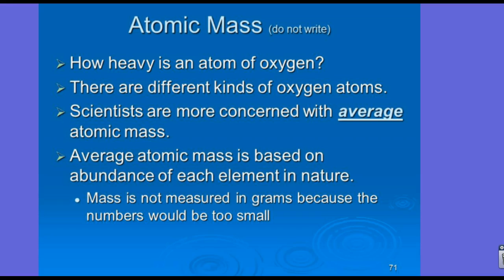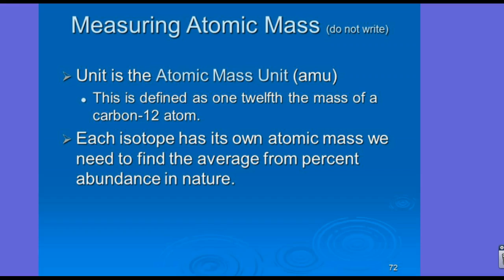Atomic mass. How heavy is an atom of oxygen? There are different kinds of oxygen atoms. Scientists are more concerned with the average atomic mass. Average atomic mass is based on abundance of each element in nature. Mass is not measured in grams because the numbers would be too small. So we use this thing called an atomic mass unit, and it's based on carbon-12.